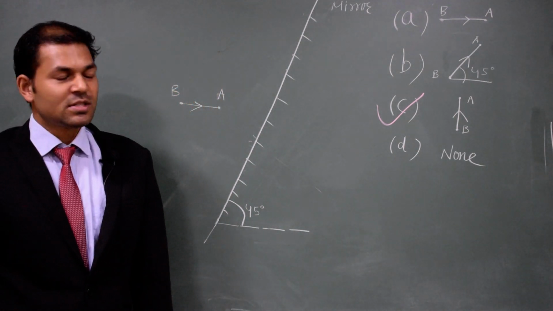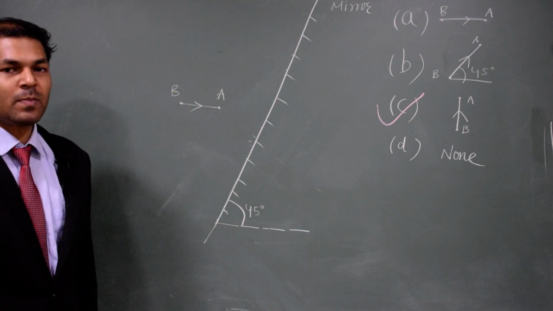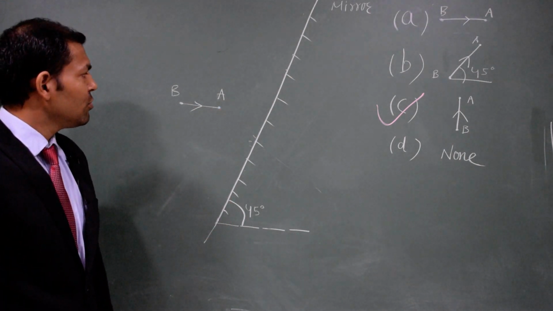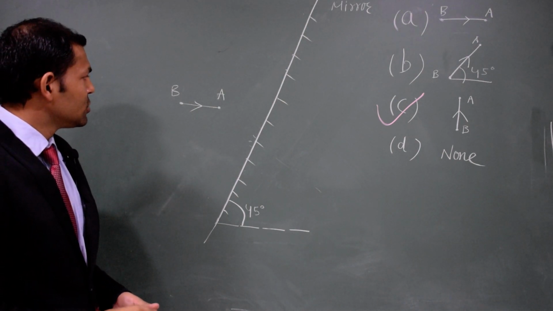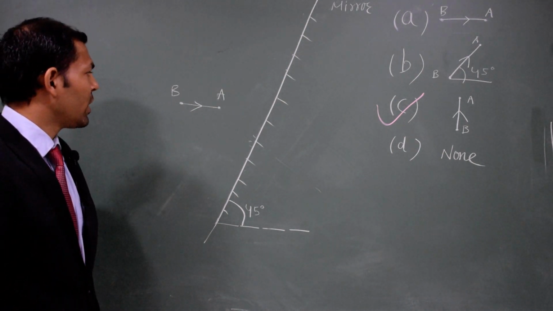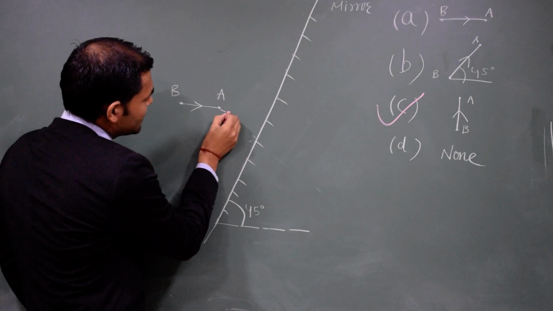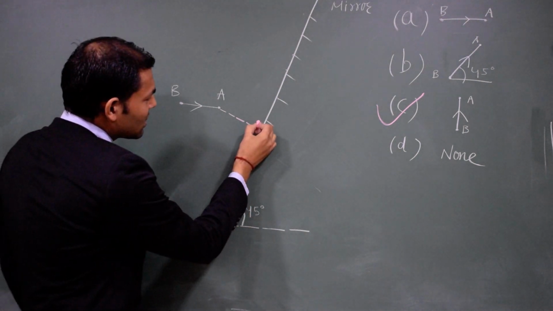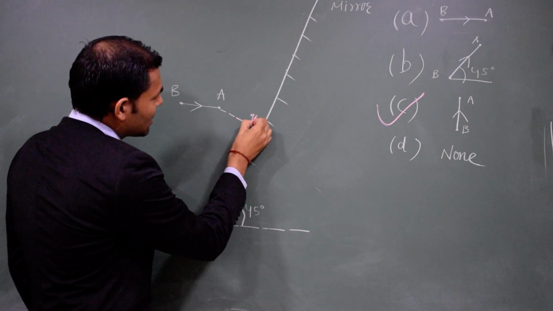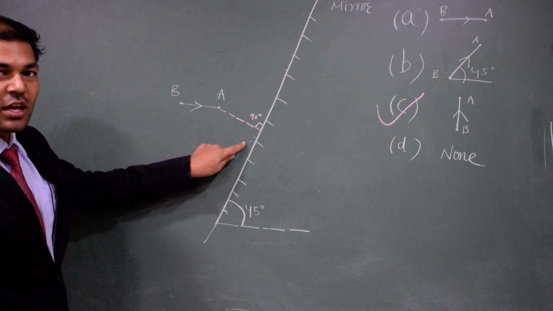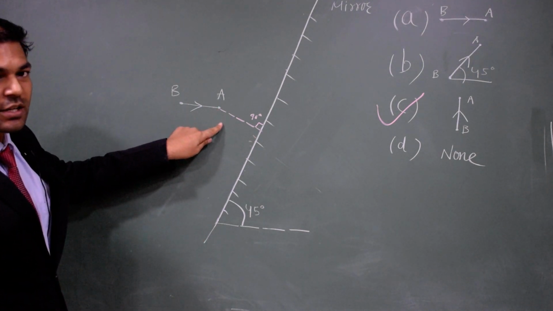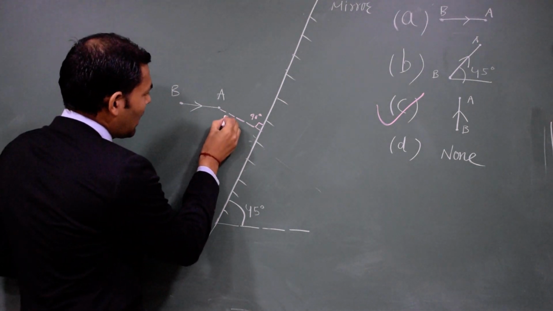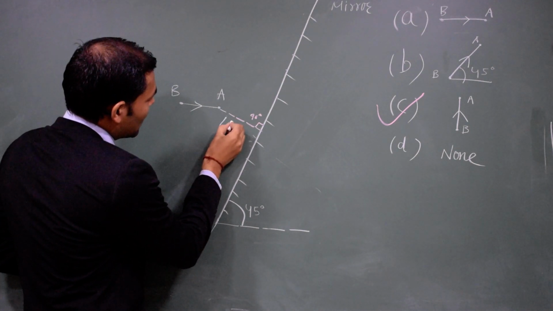Now we will see how we will solve this problem. To find the image of point A, we need 2 incident rays from point A. So let us draw the first incident ray from point A. This is the first incident ray from point A on the plane mirror. It is making 90° with the plane mirror, so the reflected ray will go in the same direction and make 90° with the plane mirror. So I and R are the same.